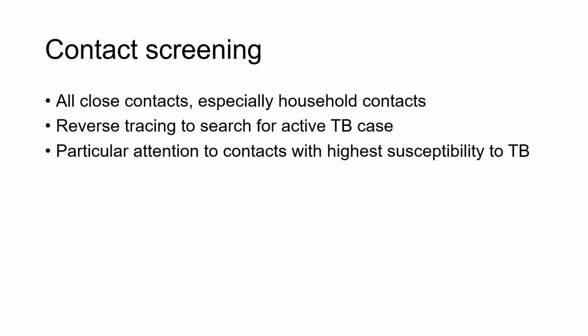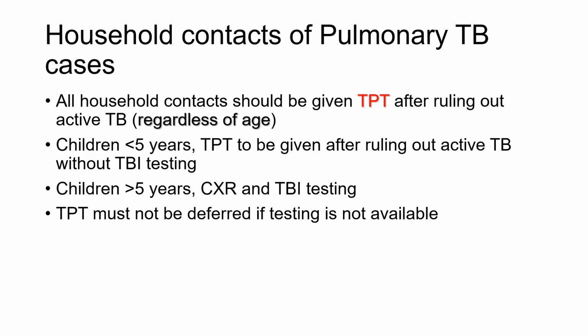All the close contacts, especially household contacts, must be screened, and reverse tracing to search for active TB cases must be done. Reverse tracing means finding which persons the current patient had contact with, and particular attention is to be given to contacts with highest susceptibility to tuberculosis, like we learned just now, immunosuppressive therapy receiving patients or immunocompromised patients and patients with silicosis, all those things. So how do we manage household contacts of pulmonary TB? We just learned that for household contacts of pulmonary TB less than 5 years, we have to rule out active TB and give TPT. More than 5 years means we have to rule out active TB and give TPT to all those with TBI.